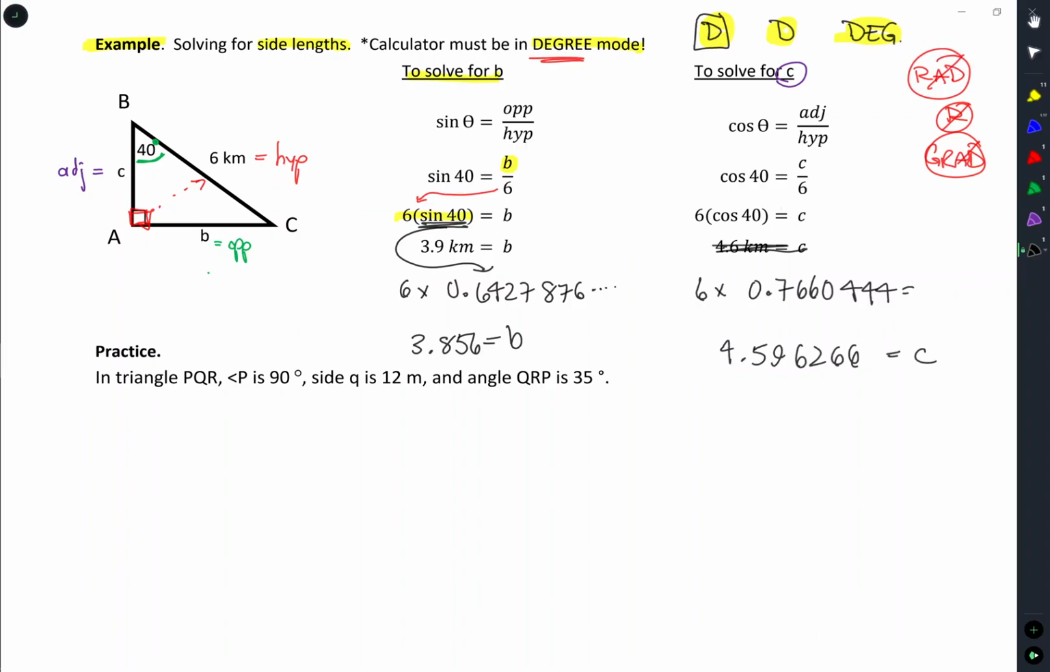In triangle PQR, angle P is 90 degrees, side Q is 12 meters, and angle QRP is 35 degrees. Okay, what does any of that mean? Who knows? But it says we have triangle PQR. So let's throw down triangle PQR.